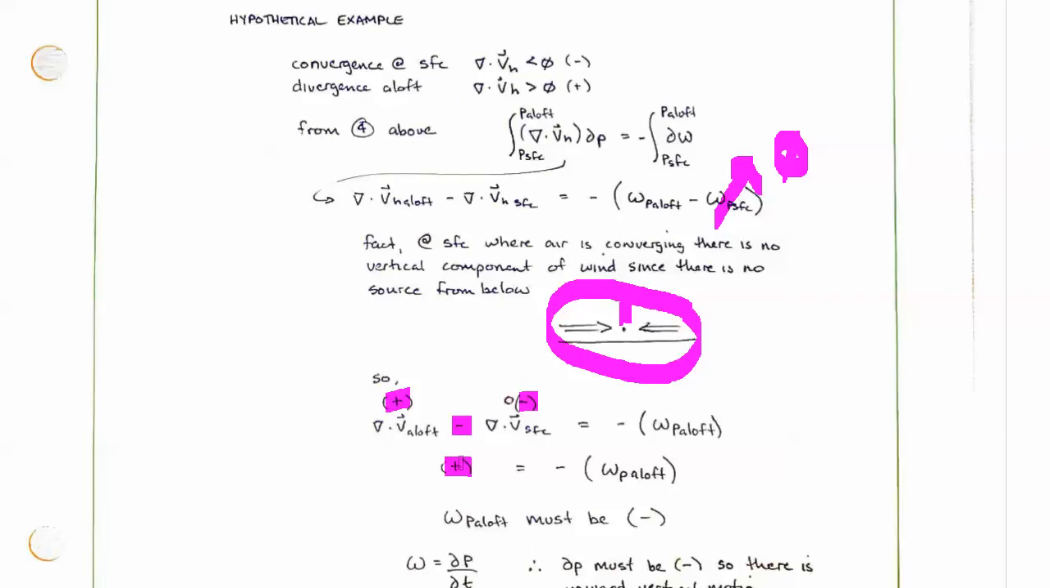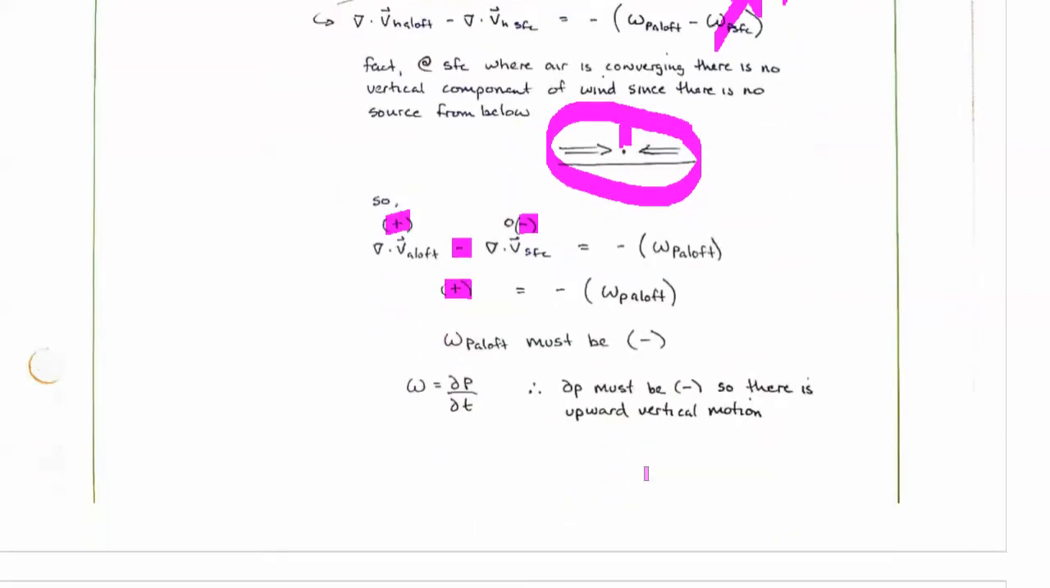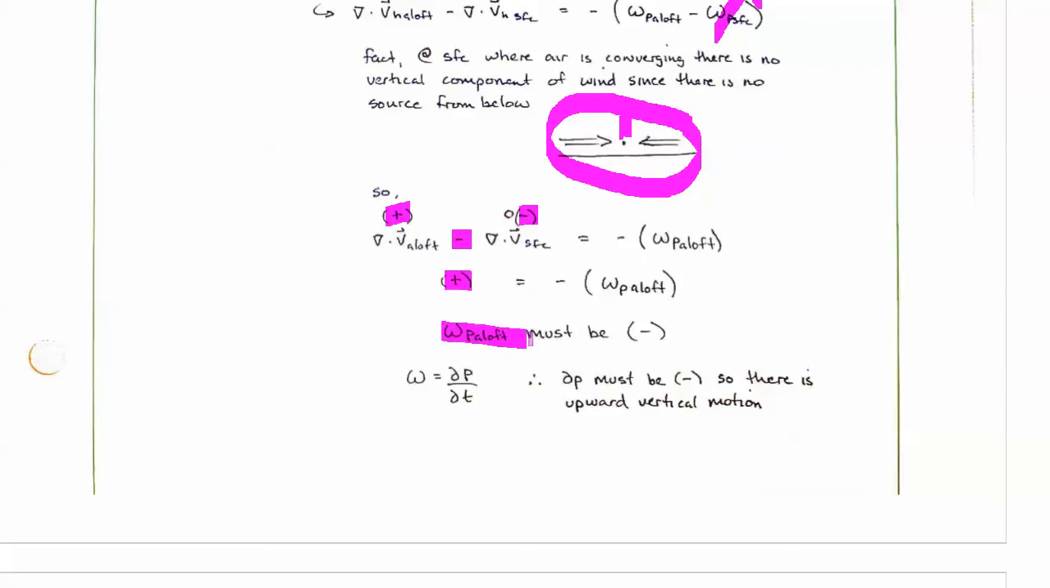So since we have a positive over here equals a negative times whatever's inside the parentheses, that means omega p aloft, or omega at the upper level, must be negative, and therefore we have upward vertical motion. Why? Because omega equals dp dt, and dp must be decreasing to be negative. So there is upward vertical motion.